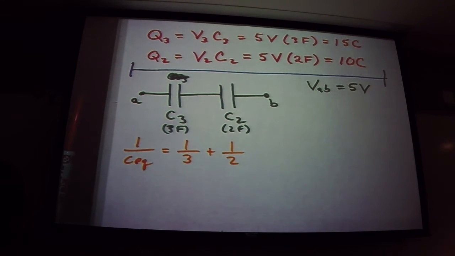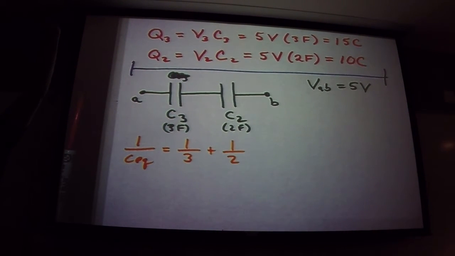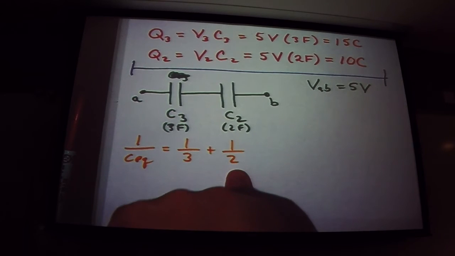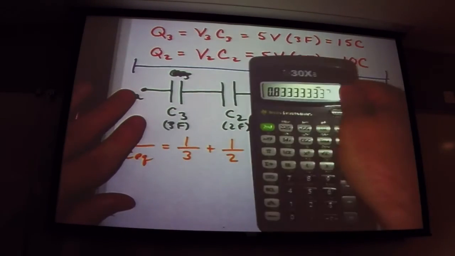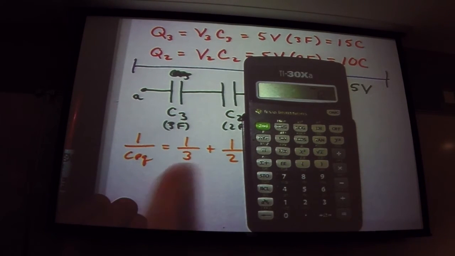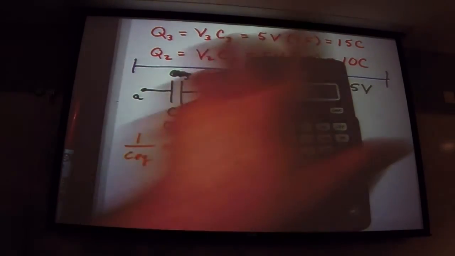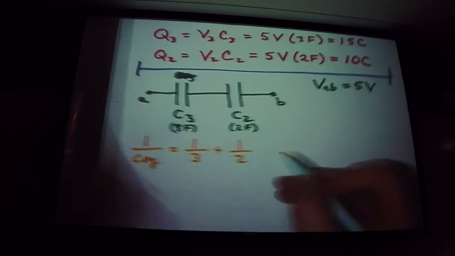All right, how many of you got 0.833 for the equivalent capacitance? You're wrong. It's 1.2. When you solve for this, it's 1 over the equivalent capacitance, so you have to flip it back up, turn it upside down. Don't just plug this in. Remember to flip the answer over again. The equivalent capacitance here is 1.2.